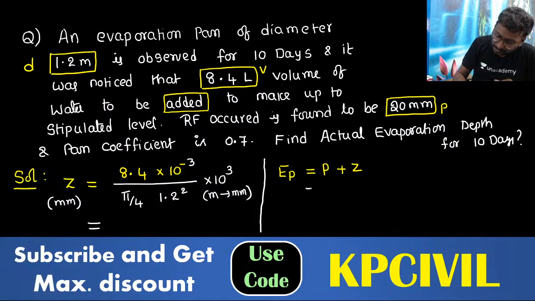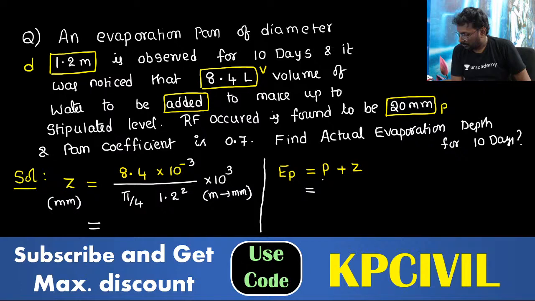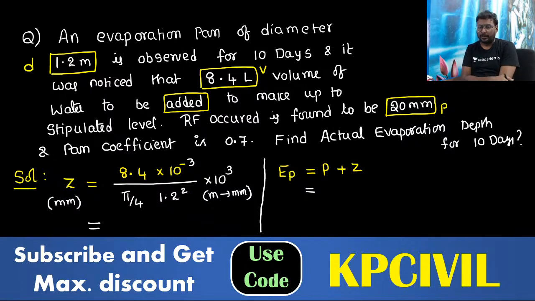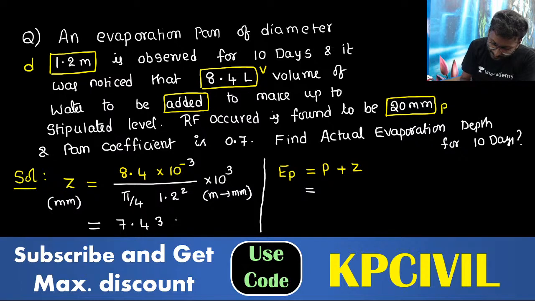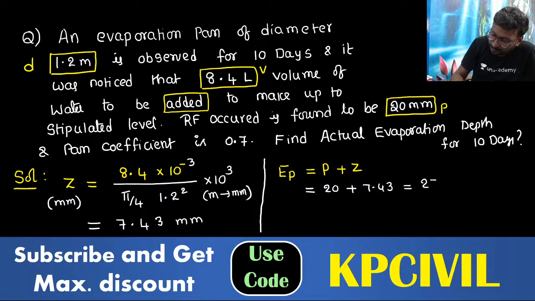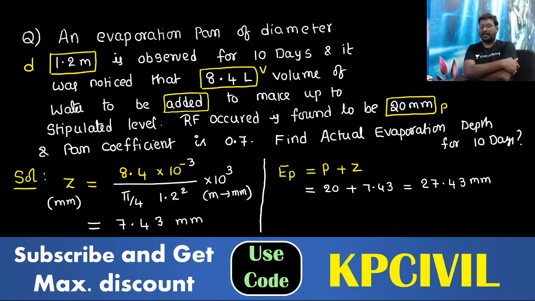So what is the EP value? P value? Okay, Z value is 7.43. 7.43 mm is the Z value. P is given as 20 mm, 20 plus Z, 7.43. We can write down EP as 27.43 mm. Pan evaporation EP is equal to 27.43 mm.